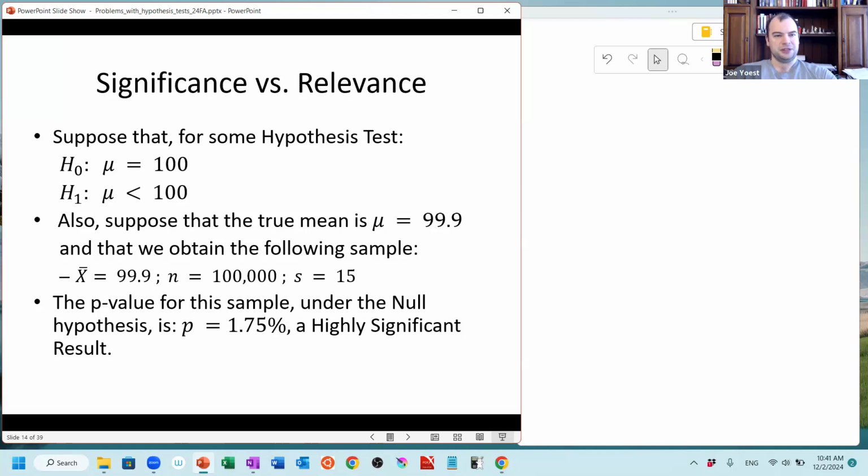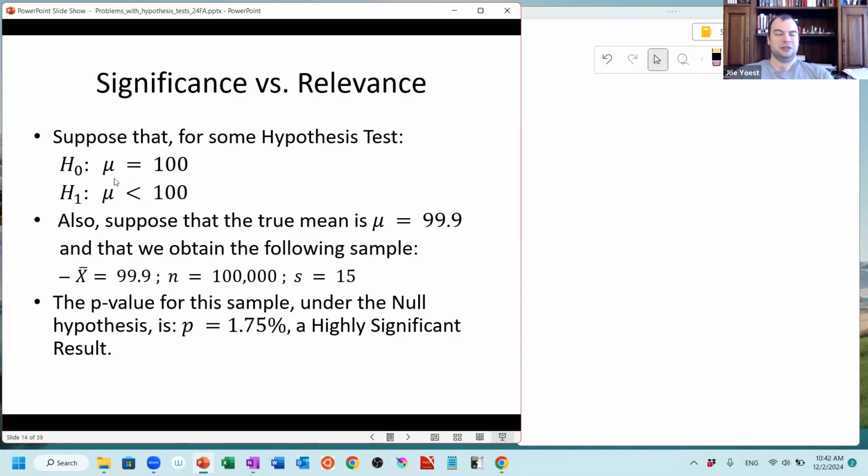So moving on to the next topic, the idea of statistical significance versus practical relevance. Let's take a look at this example. Suppose for some hypothesis test, we have a null that the mean is 100 and an alternative, the mean is less than 100. Let's say, for instance, we're looking at a specific disease and we're asking, does it have an impact on cognition? So maybe we're looking at IQ scores here. We know that the population mean IQ score is 100 for this IQ test. That's how it's set up.